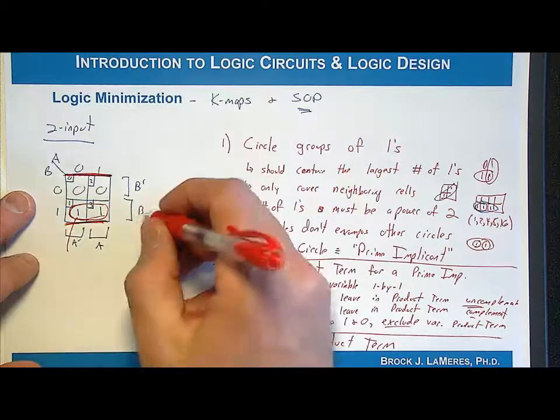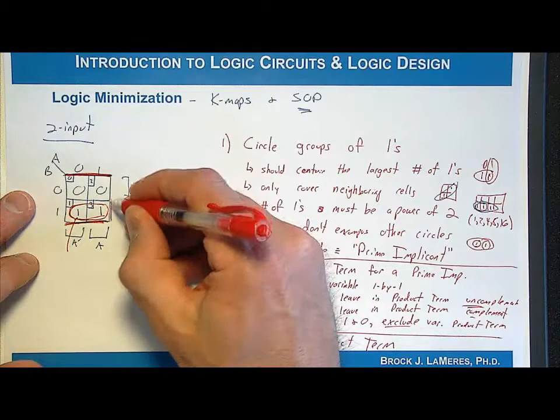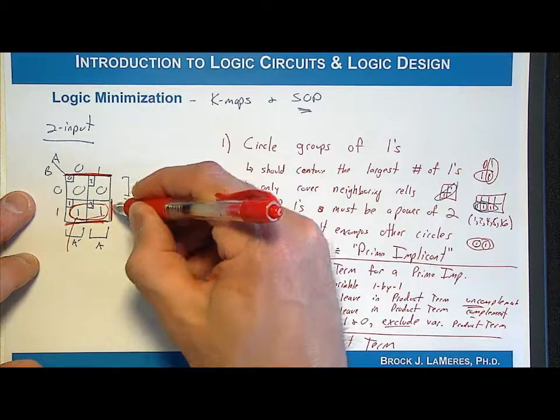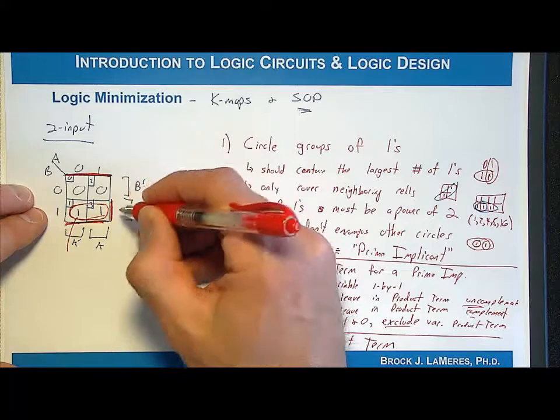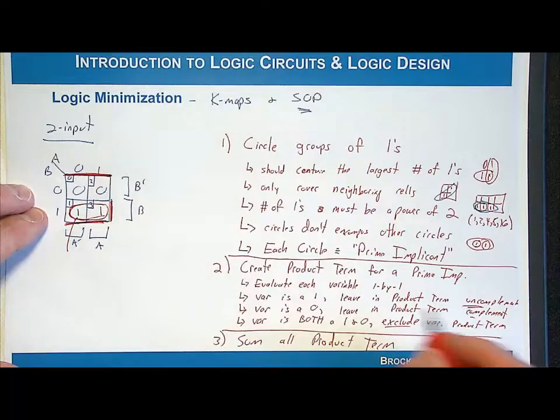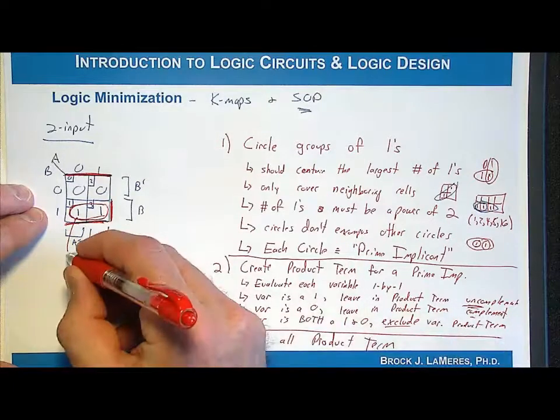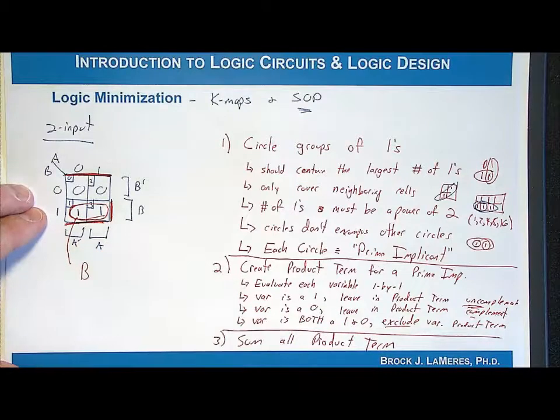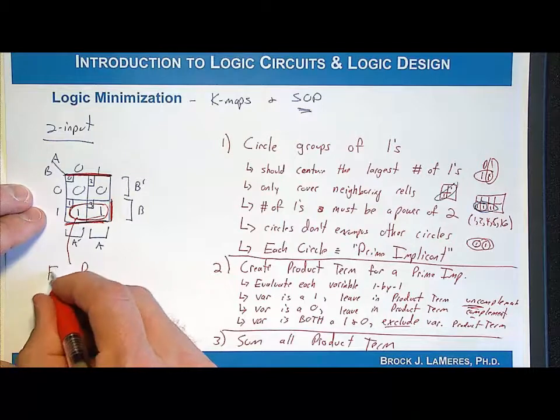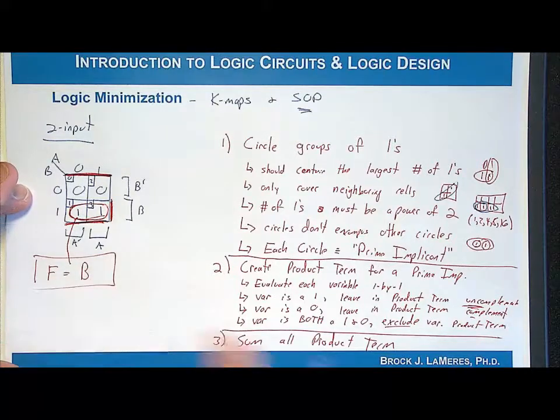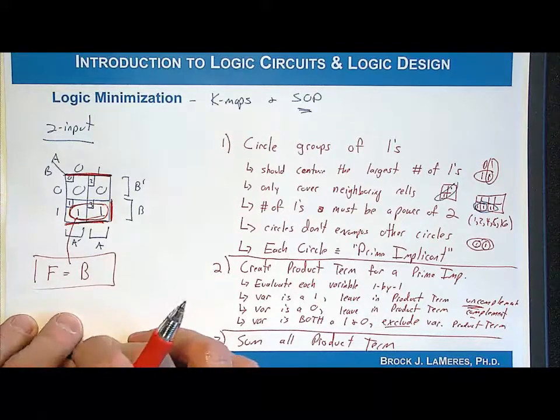And then I come over and look at variable B, and the circle covers a region where B is a 1. So I include B uncomplemented. So the product term for this is simply B. Now I sum all the product terms together. Since I only had one, all I do is say F is equal to B, and that is actually the minimized logic expression.